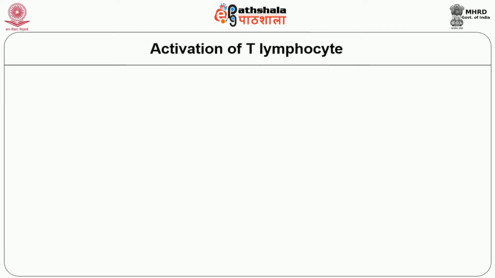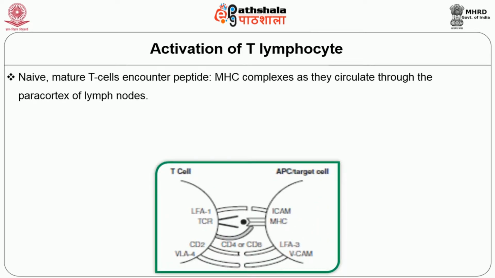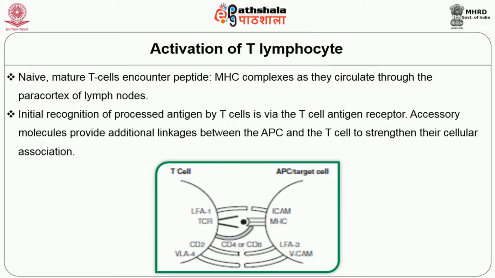Let us see the mechanism of how the T lymphocytes are activated. The naive mature T cells encounter the peptide MHC complex as they circulate through the paracortex of lymph nodes. Initial recognition of the processed antigen by the T cell occurs via the T cell antigen receptor. Accessory molecules provide additional linkage between the APC and T cells to strengthen their cellular association.